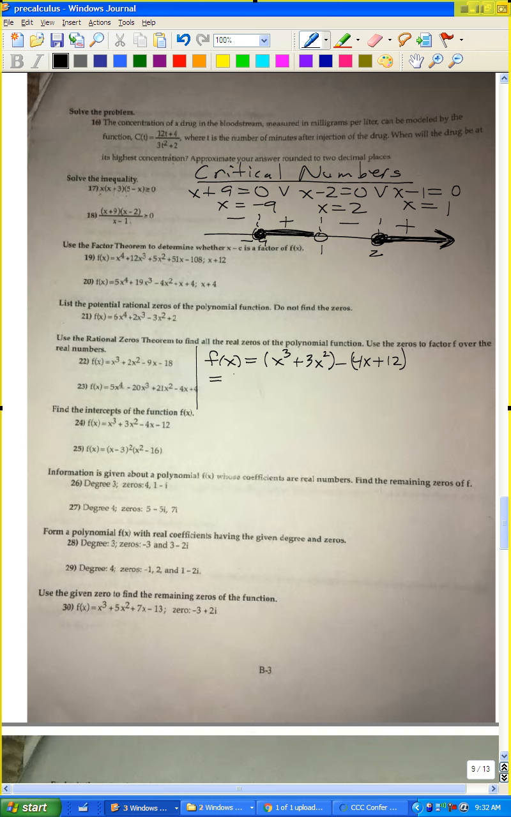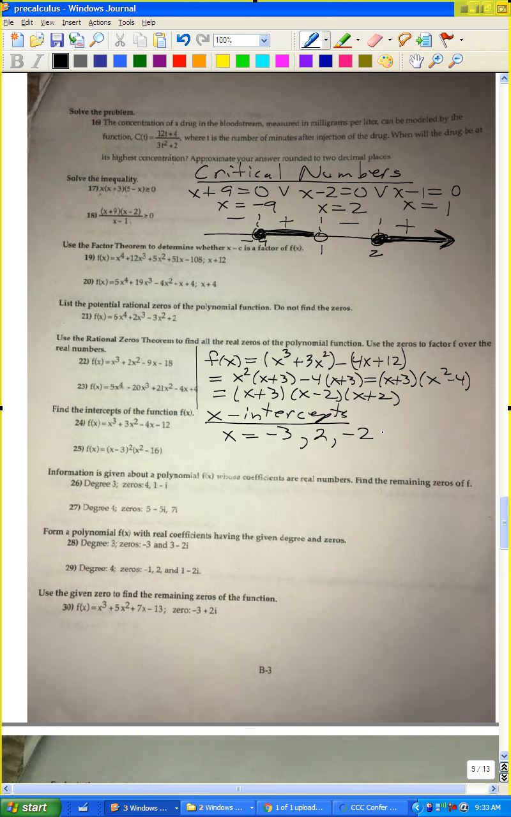So that's equal to x squared times x plus 3, minus 4 times x plus 3. So that's x plus 3 times x squared minus 4. So that's x plus 3, x minus 2, x plus 2. Okay, it says to find the intercepts, so let's find the x-intercepts, found by setting each factor to 0. Well, x is negative 3, positive 2, negative 2.